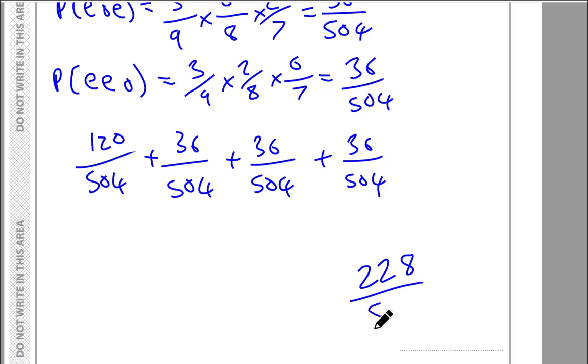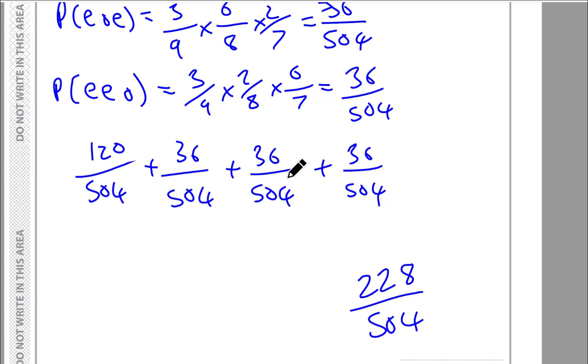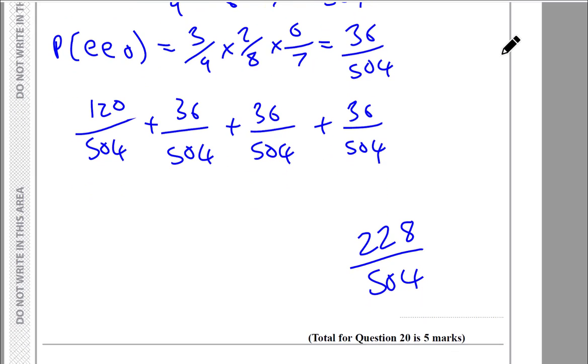And that's 228 out of 504. Now when you're getting tired, do double check through your paper when you've got time, because it's quite easy to make a silly mistake like I almost did there. Oh, that's a big 5 marks as well. That's going to help you get guaranteed an 8 or 9.